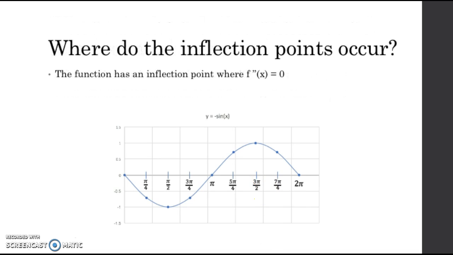An inflection point is a change in the curvature of the graph. So this can be going from concave up to concave down, or going from concave down to concave up. Inflection points occur where the second derivative is equal to 0. On this graph, you can see an inflection point right here at pi.